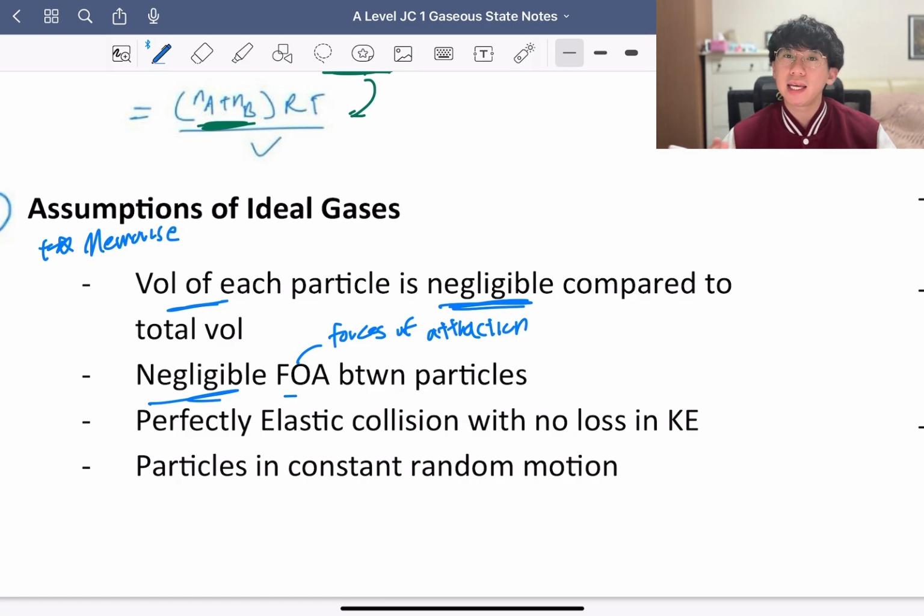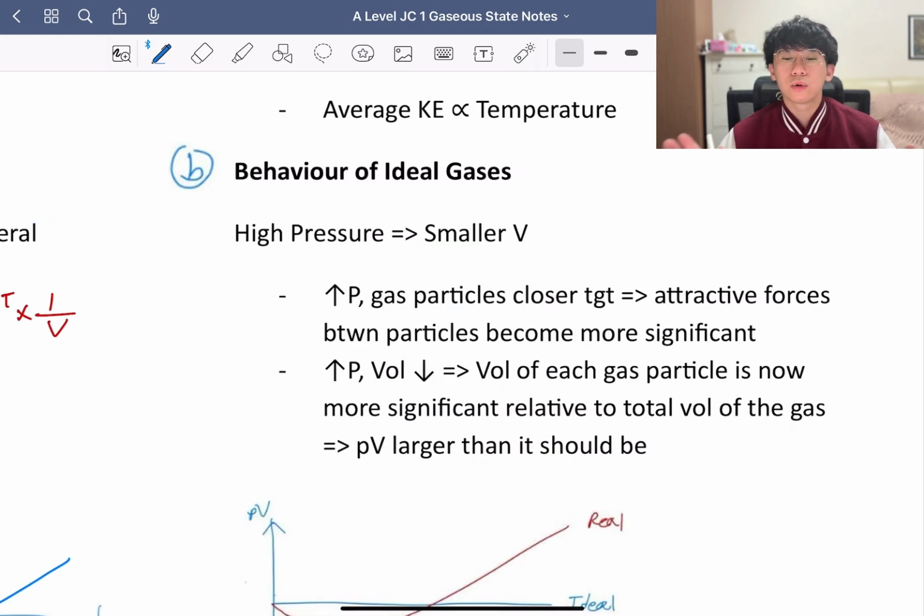Number three, there's perfectly elastic collision. So whenever they collide with each other or they collide with the container or the walls of the system, there is actually no loss in kinetic energy. And four, the particles are always in constant and random motion. So please memorize these. It's so important because you can apply this to the answering techniques in the following few parts. And also, the average KE of my particles is proportional to temperature.